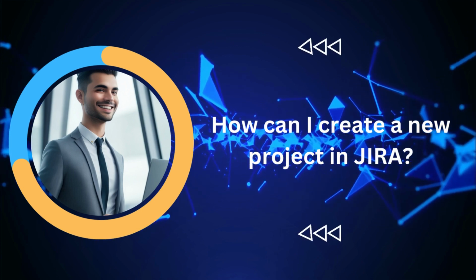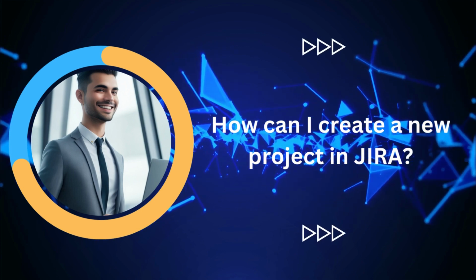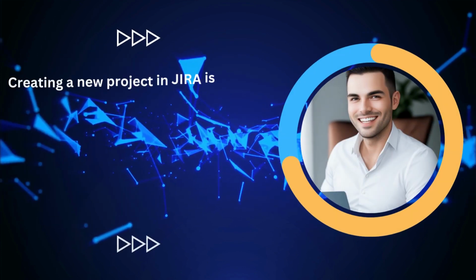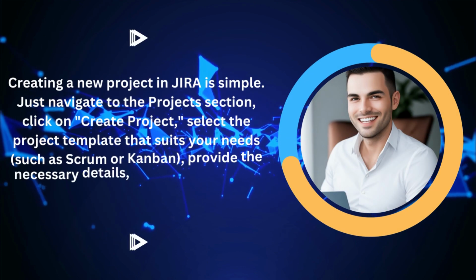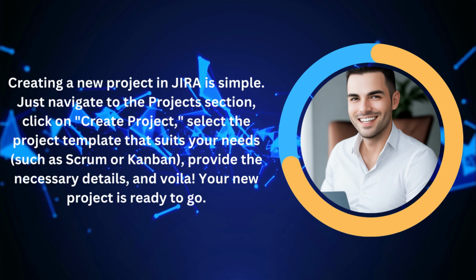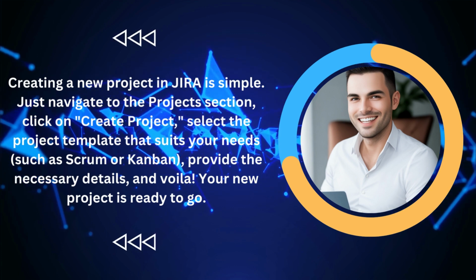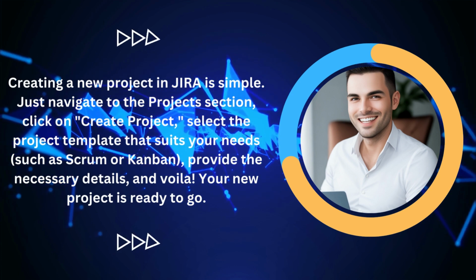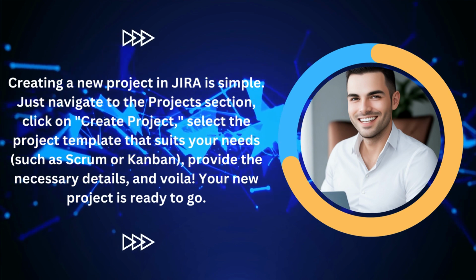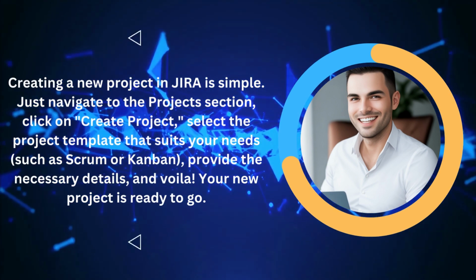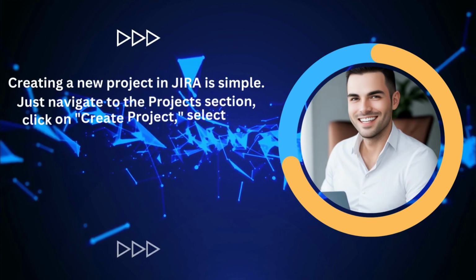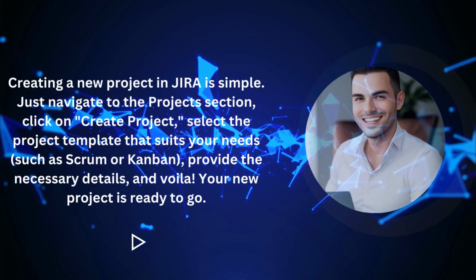Here is question number 1. How can I create a new project in JIRA? Creating a new project in JIRA is simple. Just navigate to the Projects section, click on Create Project, select the project template that suits your needs, such as Scrum or Kanban, provide the necessary details, and voila! Your new project is ready to go.